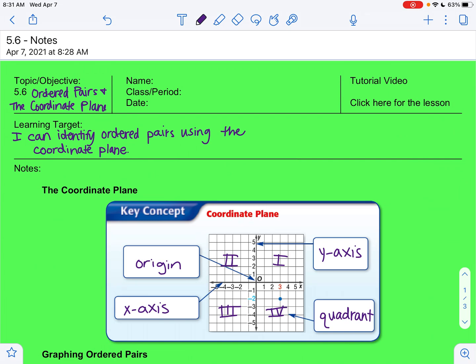Today we are going to work on 5.6, which is all about ordered pairs in the coordinate plane. Our learning target is I can identify ordered pairs using the coordinate plane. So let's go ahead and get started.